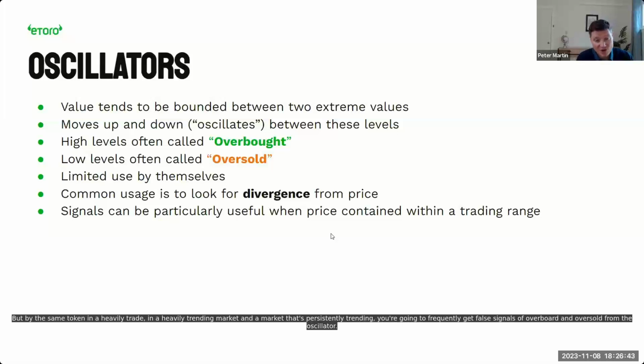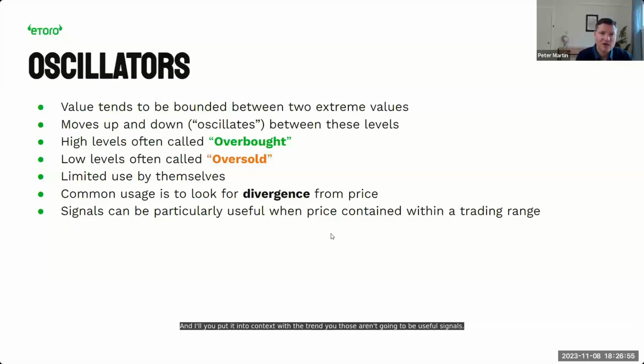But by the same token, in a heavily trending market, a market that's persistently trending, you're going to frequently get false signals of overbought and oversold from your oscillator. Unless you put it into context with the trend, those aren't going to be useful signals. So, for example, if the market is trending upwards, you're going to get lots of overbought indications over and over and over again. And if you were to sell those, you're going to end up with a problem because the market's trending up.